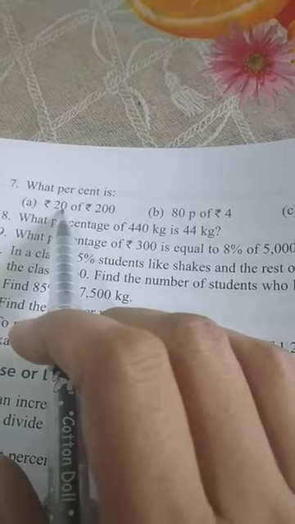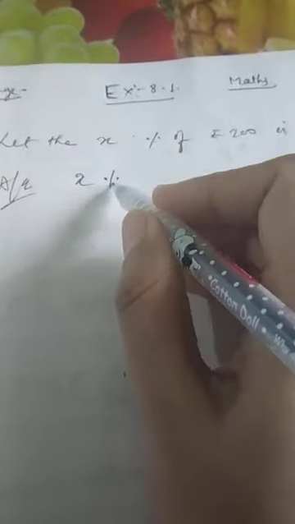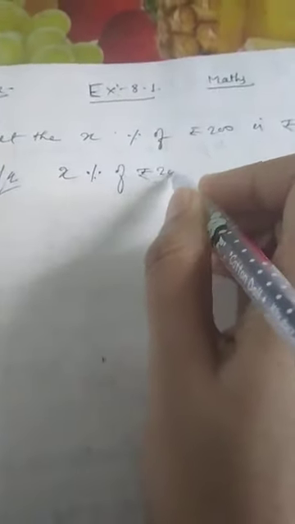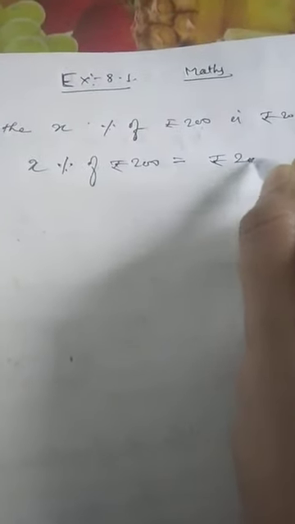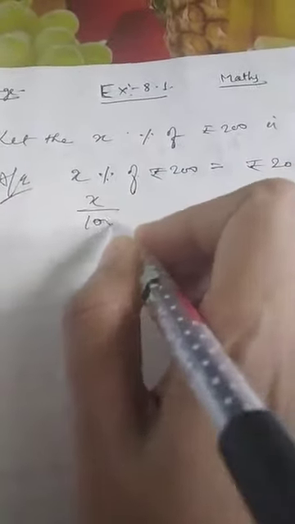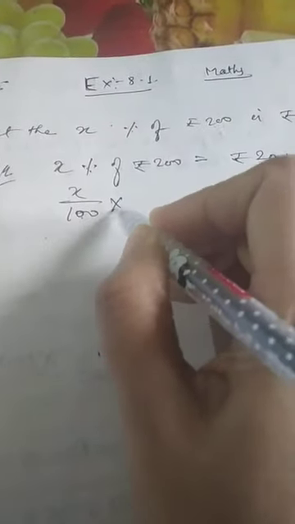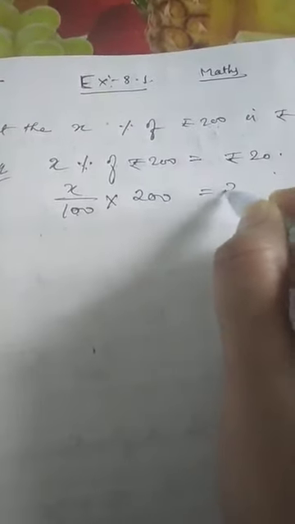We don't know the percentage, so we will let it be x. So let x percent of rupees 200 be rupees 20. We will write it like this according to the question: x percent of rupees 200 is equal to rupees 20. So x by 100, because percentage means 100, of means multiply, and 200 is equal to 20.